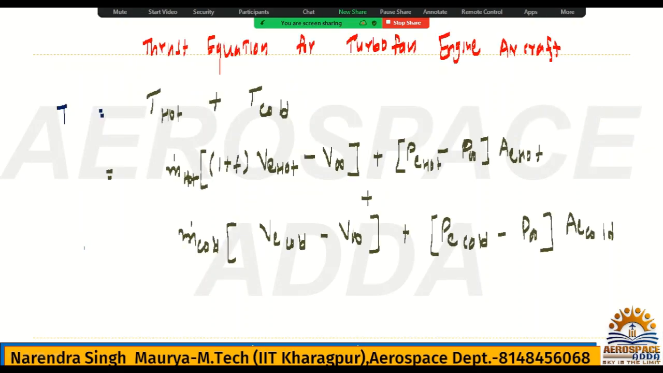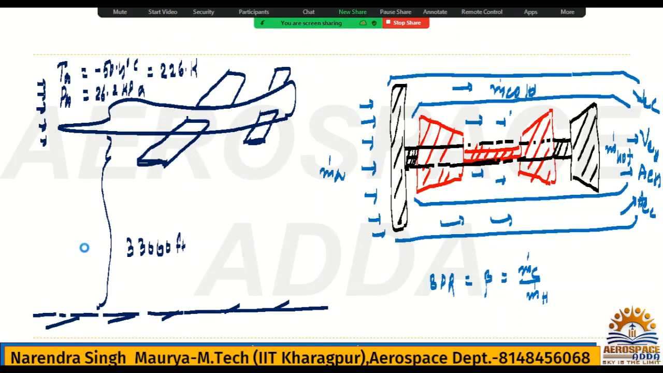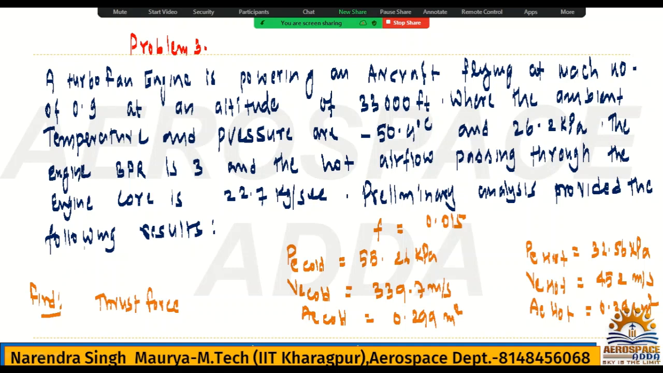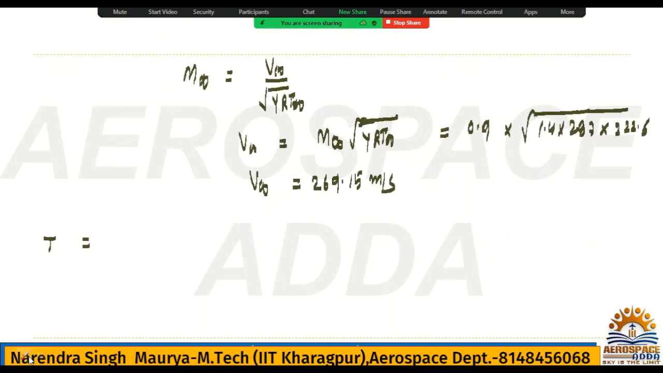Start putting all the values. M dot hot, that value they have given to us or not? What they have given to us? Wait, BPR they have given, and the air passing through the engine core, means this is what? M dot hot, 22.7 they have given to us. Okay, so this M dot C and M dot H we need to calculate. So let me complete this part also. Wait, don't be in a hurry at the last moment, just have patience. So BPR is M dot C divided by M dot H.